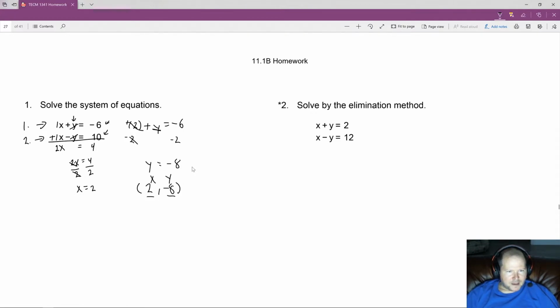That's the answer. If we were sufficiently motivated at this point, we would plug it back into the original equations, and if it made both of them true, then we would be able to check this off and say, yes, that is the correct answer.